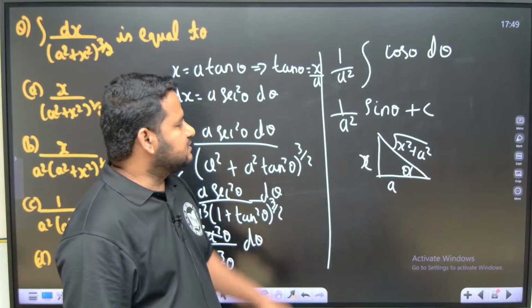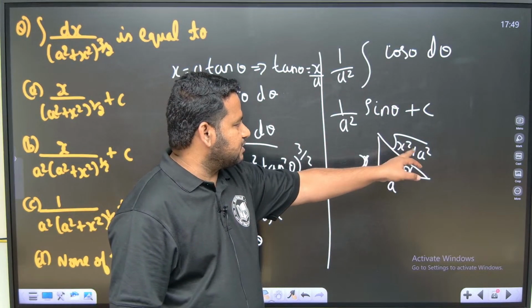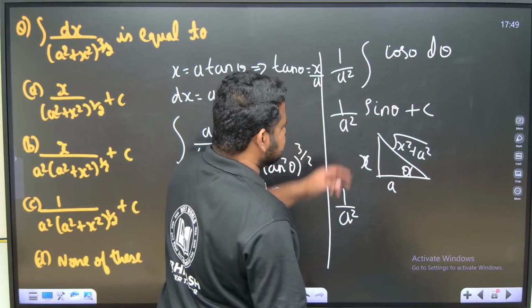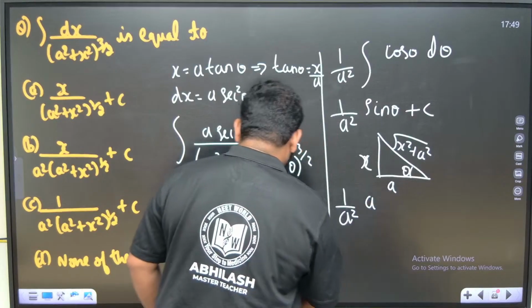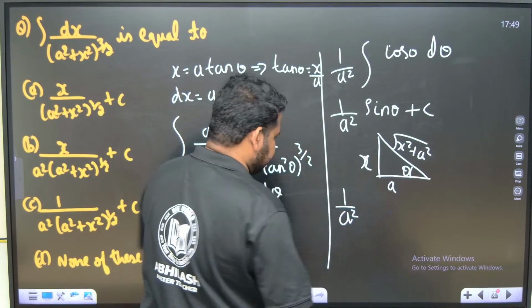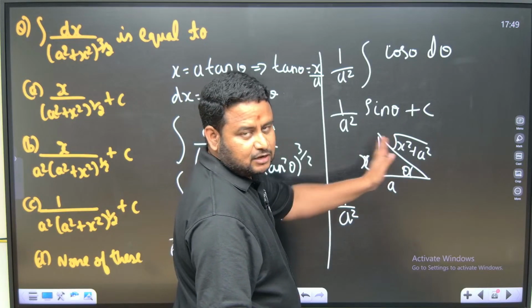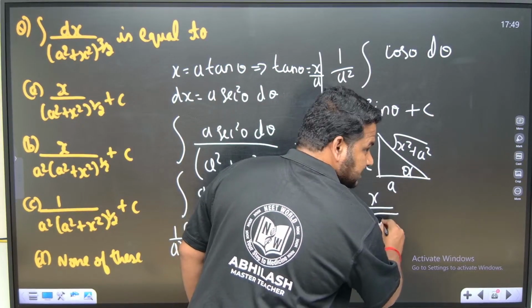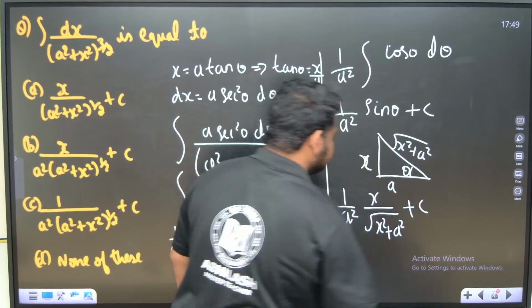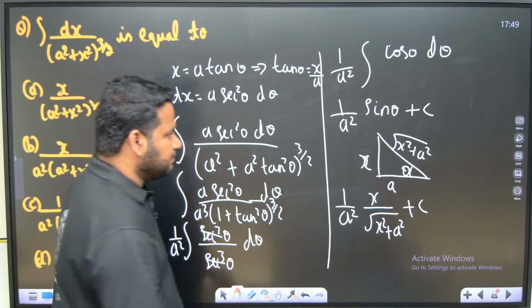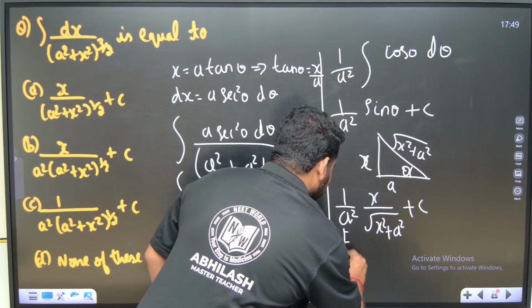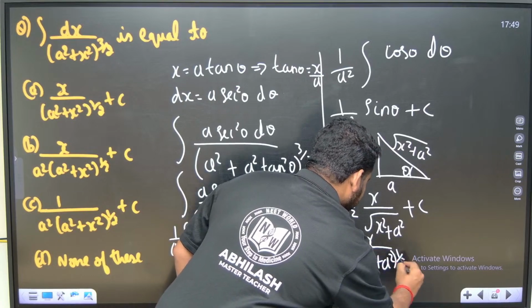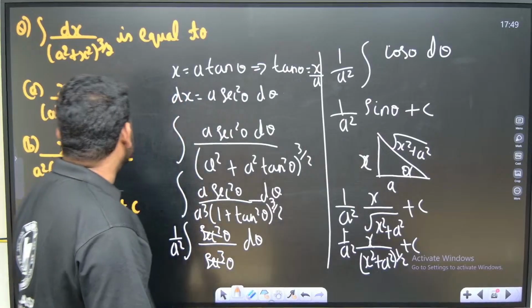Now what will be sin theta? Sin theta is opposite by hypotenuse, so this will become x by square root of x square plus a square plus c. So this is what we get: 1 by a square into x by square root of x square plus a square, that is, x square plus a square to the power of 1 by 2, plus c.